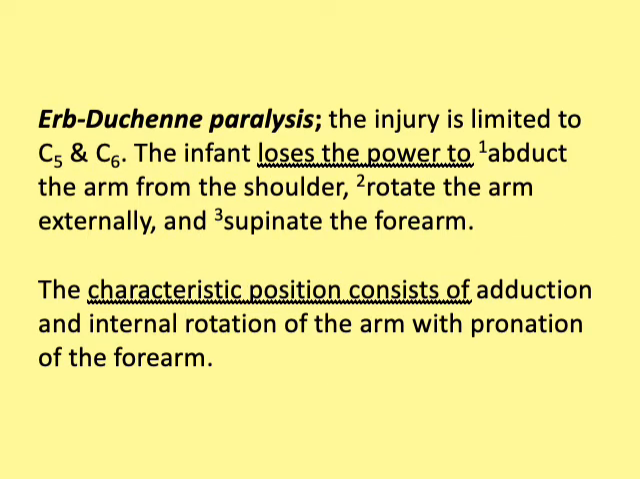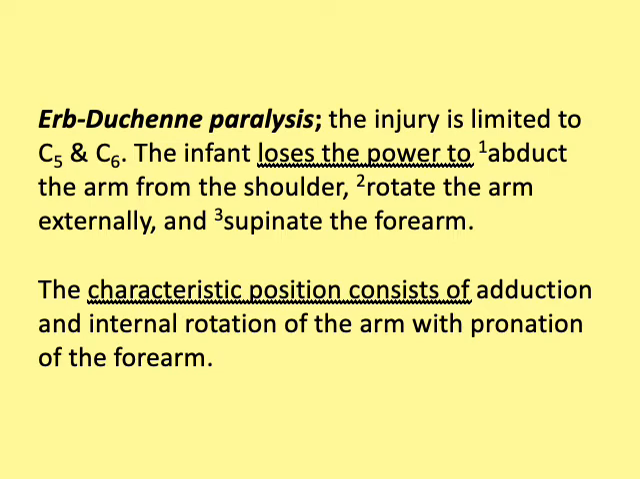One of the most important conditions of brachial palsy is the Erb's Duchenne palsy. It is limited to C5 and C6 nerve injury, and the baby would lose the power to, number one, abduct his arm from the shoulder. Number two, he would lose the power to rotate his arm externally. Number three, he would lose the power of supinating his forearm.